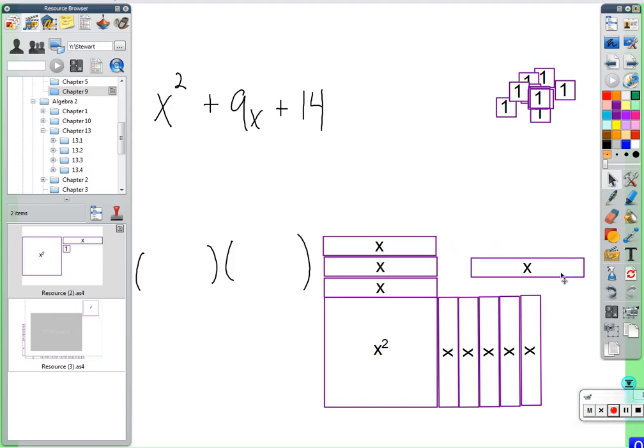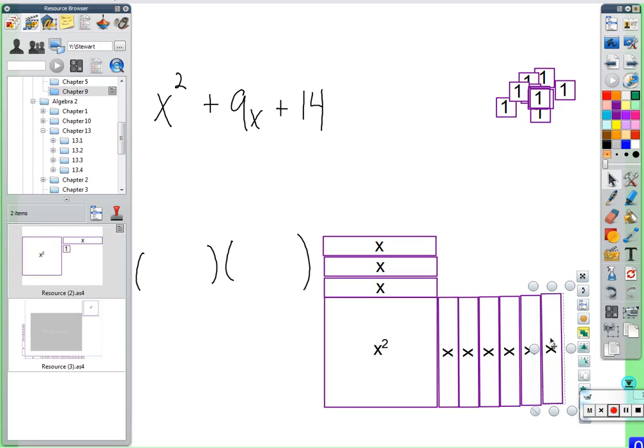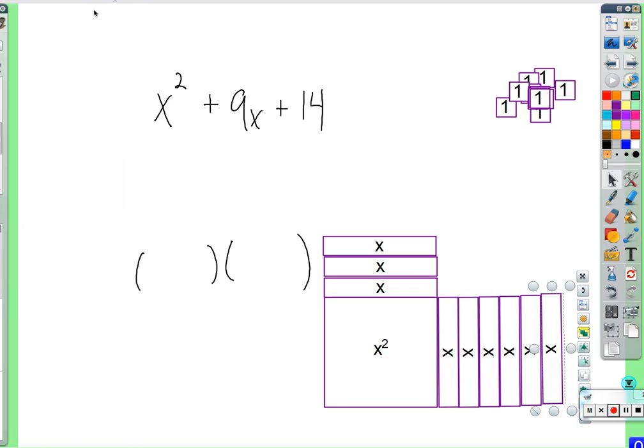Maybe I'll take this guy here. It's harder to do up here, so I'm going to flip it around. There. Okay, so I still have 9 x's and I have x squared. Let me write over here in symbols what I've just tried. Just a second ago, I tried x plus 5 on this side times x plus 4. Well, that doesn't work because that comes out to be 20. I need it to come out to be 14, so that's no good.